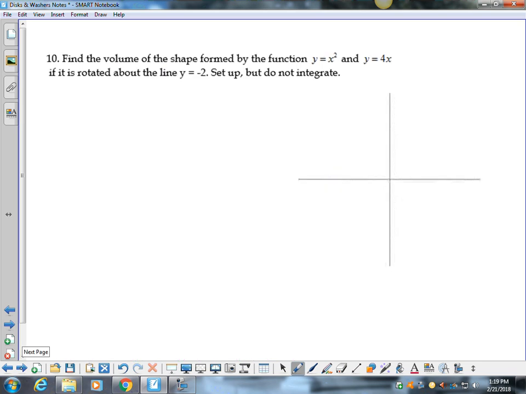Number 10, find the volume of the shape formed by the function y equals x squared and y equals 4x. If it's rotated about the line y equals negative 2, that's a horizontal line. That's good. It says set up but do not integrate. Okay, awesome. So y equals x squared and y equals 4x. That's a slope of 4.